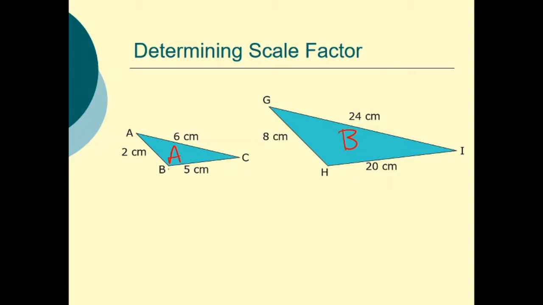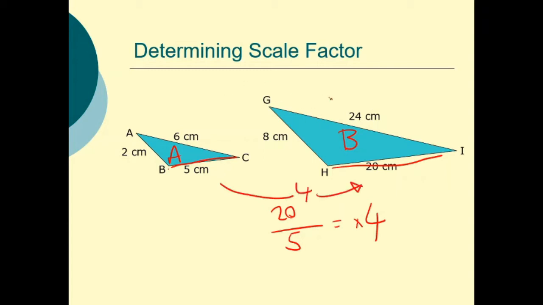But essentially here, I'm going to get this corresponding side, which corresponds to that one there, and I'll do the one that I'm going to over the one that I've just come from. So it's going to be 20 over 5, which means my scale factor is 4. And that makes sense. It's getting bigger, so it should be above 1.